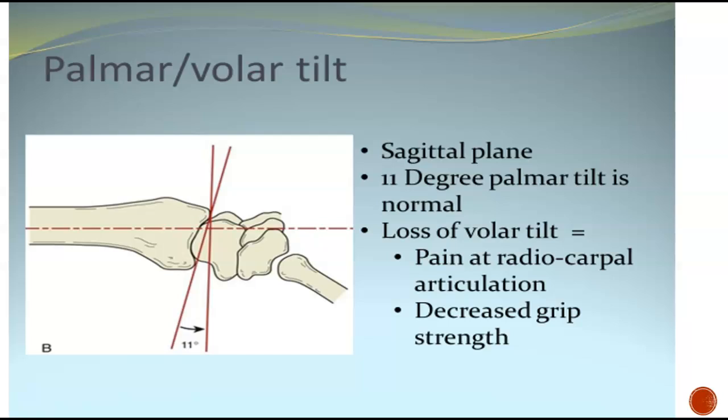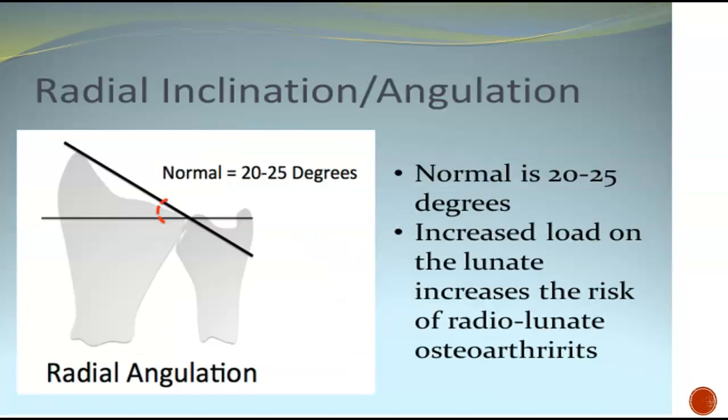As previously established, the normal radial inclination is said to be between 20 and 25 degrees, with an average of 23 degrees. A loss of the normal inward tilt of the distal end of the radius could present the client with, number one, limited ability to deviate ulnarly, so they have a loss of ulnar deviation. And two, they could have increased loading of the lunate, resulting in increased likelihood of radiolunate arthritis.